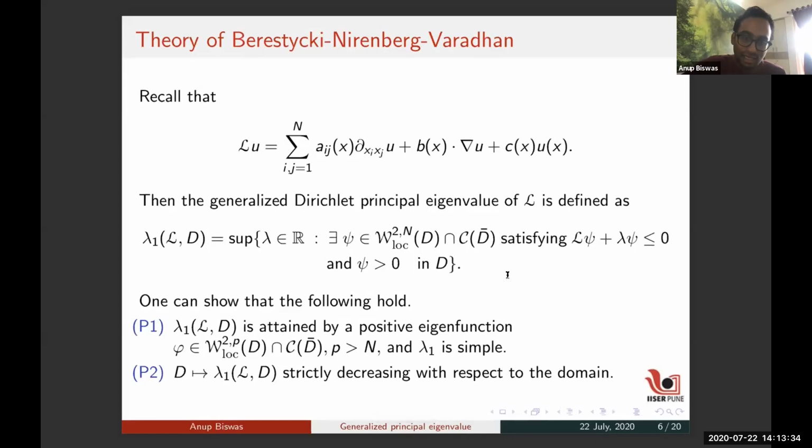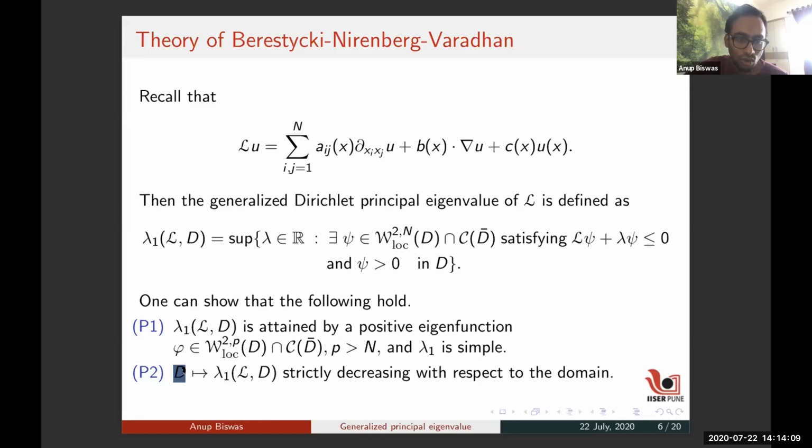Now, it has a couple of interesting properties. One can show that this lambda 1 is attained by a positive eigenfunction. So there exists a positive eigenfunction phi, which you can take in C2, continuous up to the boundary. So that is attained. That means if I put lambda 1 here, there would be equality with respect to phi, and this is simple. That means the eigenspace corresponding to lambda 1 is one dimensional.